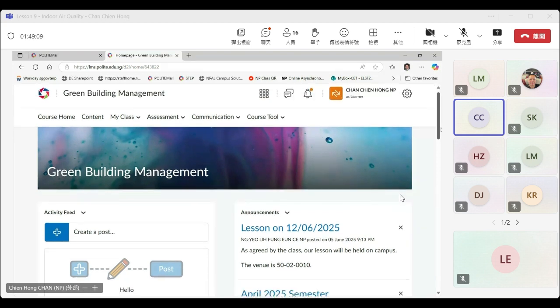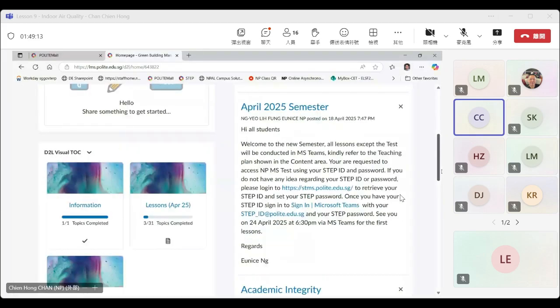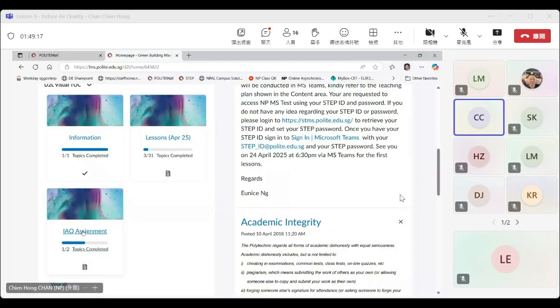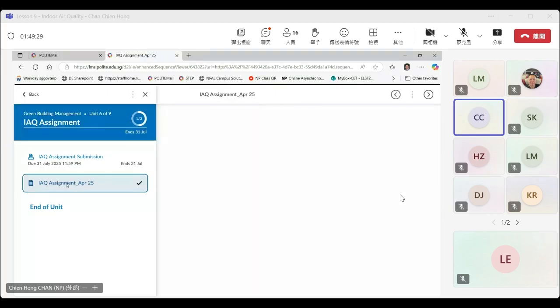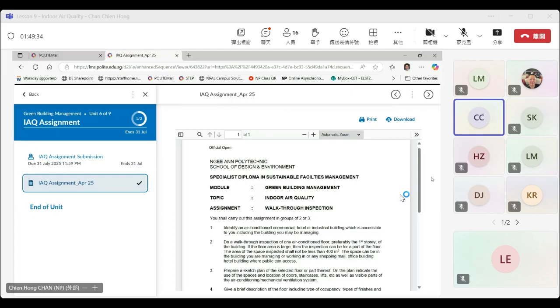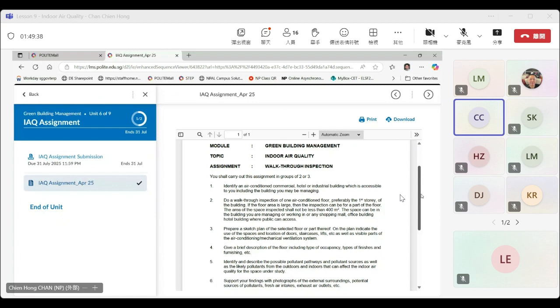If you go to the Polite Mall, by now you should be able to see a folder called the IAQ assignment. If you click on it, I believe you are seeing my screen. You will be able to find this document called IAQ assignment, April 2025. You can download the copies. So we'll quickly go through it here.